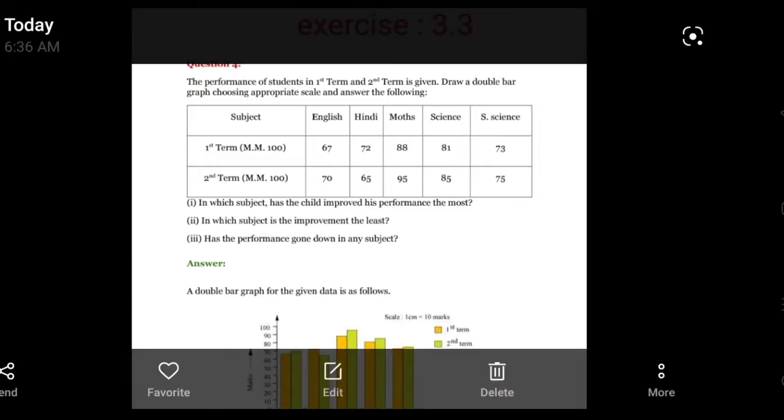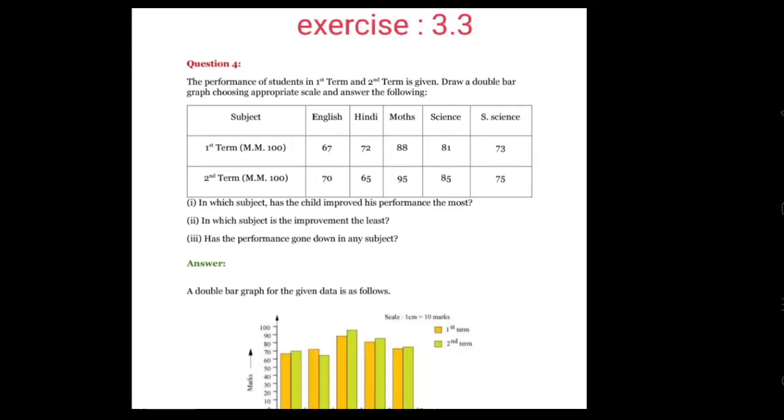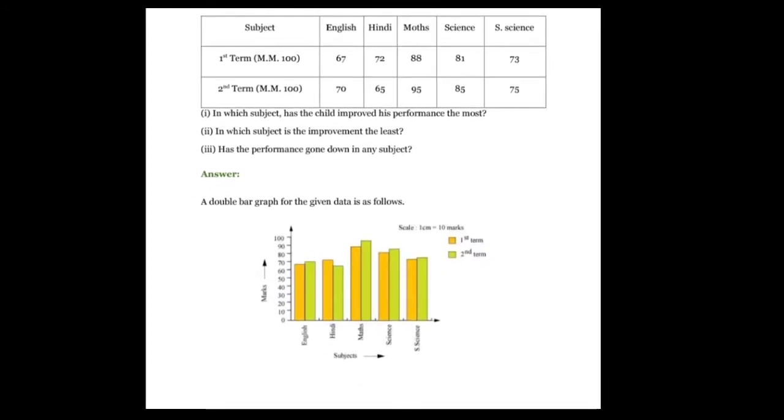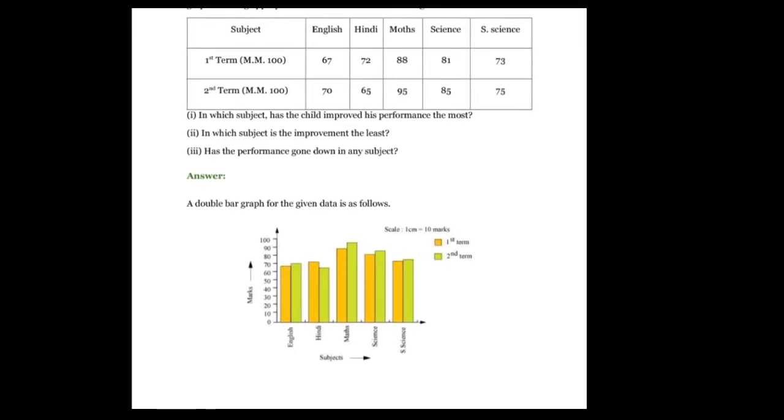So here in the table, the information is given for the subjects English, Hindi, Maths, Science and Social Science, and the two terms, first term and second term, with the obtained marks also given. So here we have to draw the double bar graph. See here, the double bar graph of the given information is as follows.